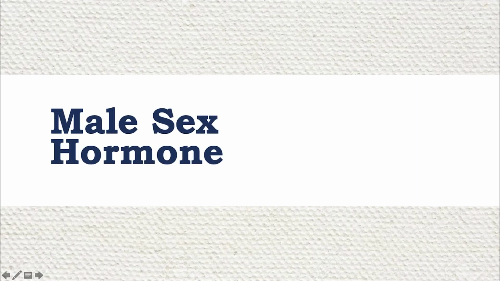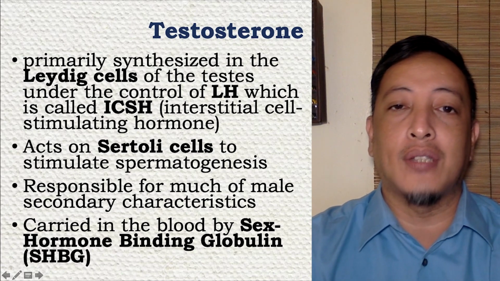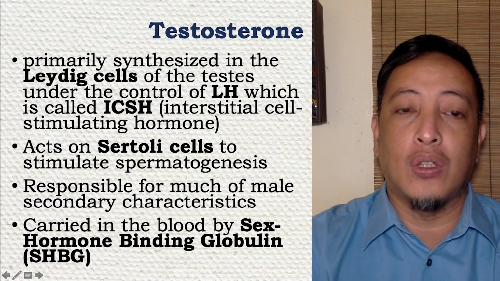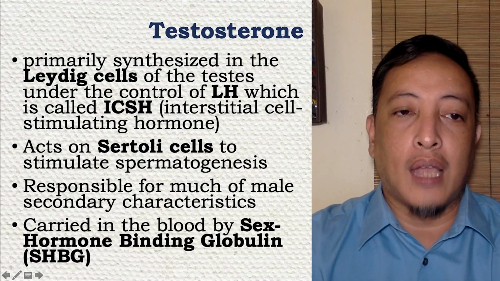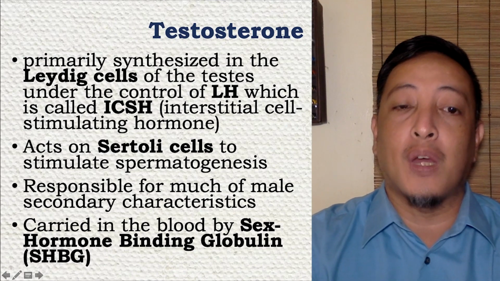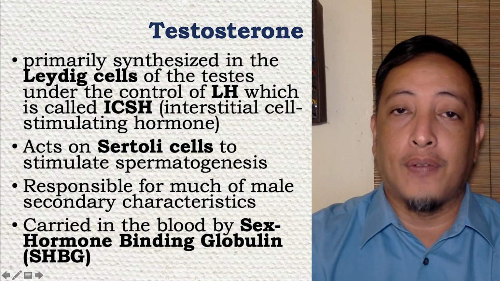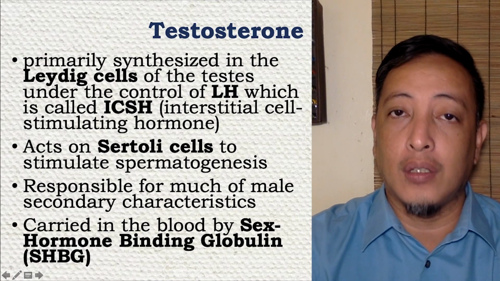Now we go to the male sex hormone, which is actually just testosterone. It is primarily synthesized in the Leydig cells of the testes under the control of the LH, which is called ICSH, as we have been mentioning. It acts on the Sertoli cells to stimulate spermatogenesis, and it is responsible for much of the male secondary characteristics, like for instance, changing in voice, growth of hair in the skin.